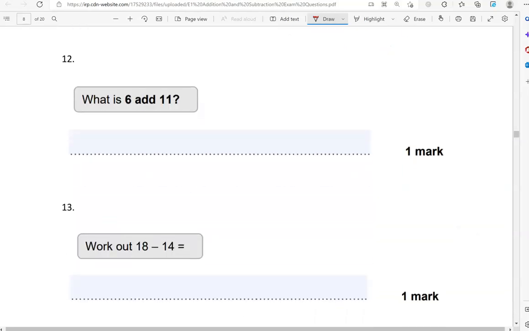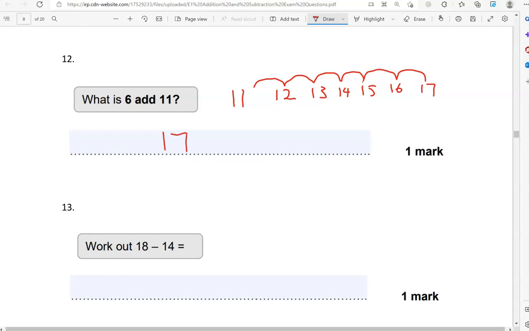What is 6 add 11? That is the same as 11 add 6. So 11 add 1, 2, 3, 4, 5, 6. That becomes 12, 13, 14, 15, 16, 17. So the answer is 17.